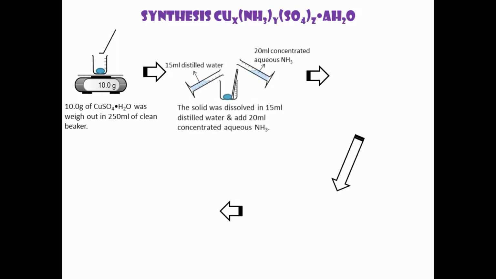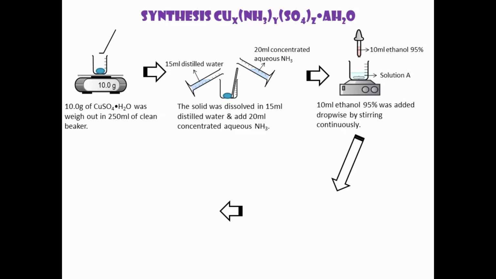Now we will explain the procedure of the synthesis of the copper coordination compound. First, 10 grams of copper sulfate solid was weighed out in a 250 ml beaker. The solid was dissolved in 10 to 15 ml of distilled water and 20 ml of concentrated aqueous ammonia was added. After that, 10 ml of 95% ethanol was added dropwise into the solution with continuous stirring. Solution A was then allowed to cool down to room temperature.